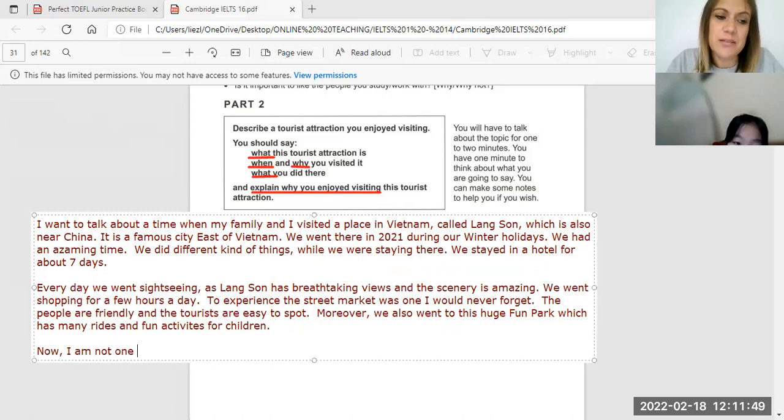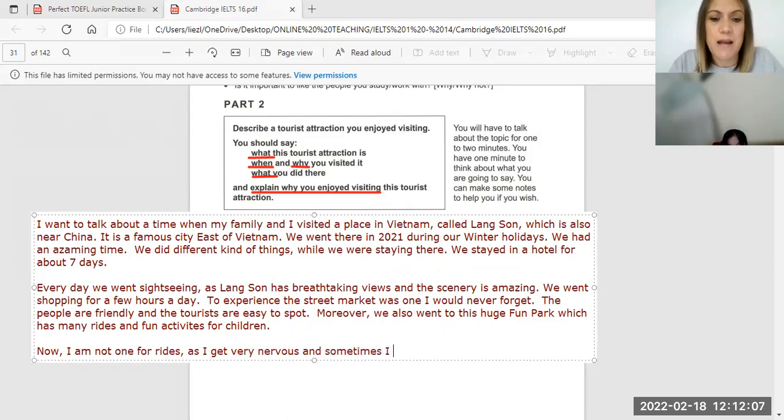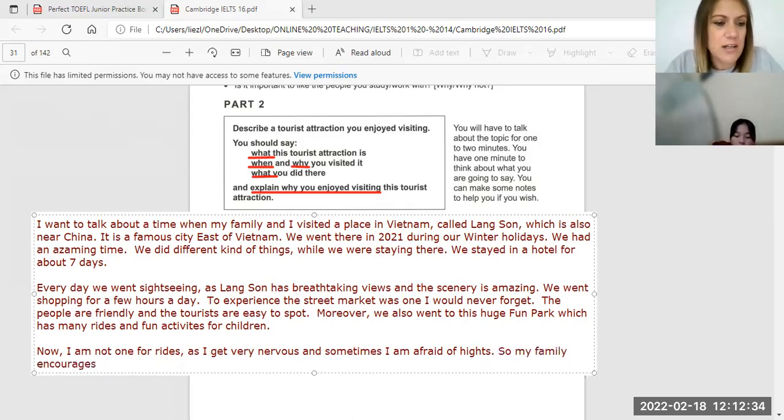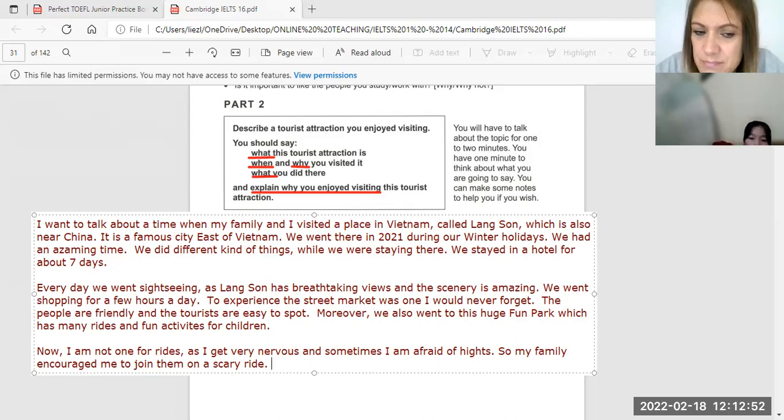Now, I am not one for rides, as I get very nervous and sometimes I am afraid of heights. Are you afraid of heights? Yes. So my family encouraged me to join them on a scary ride. Did your dad or your mom go with you on the rides? Yes.